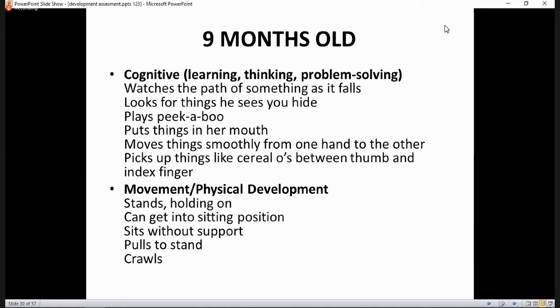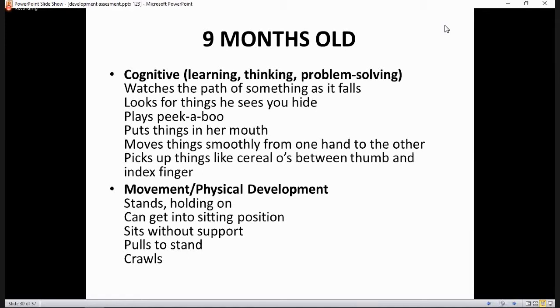In cognition, the 9-month-old child watches the path of something as it falls. Looks for things he sees you hide. Plays peekaboo. Peekaboo means that you have placed something below the pillow, then he will find the thing. He will put things in his mouth.